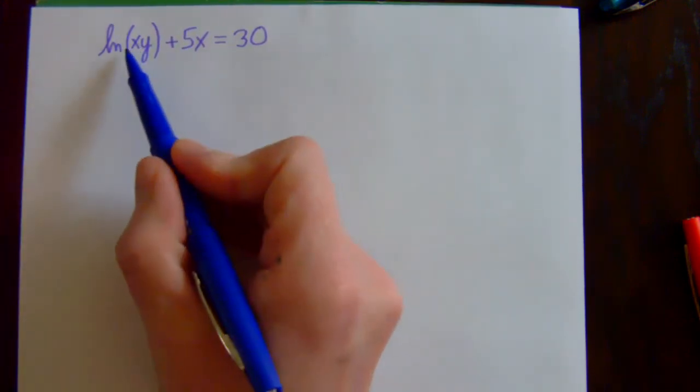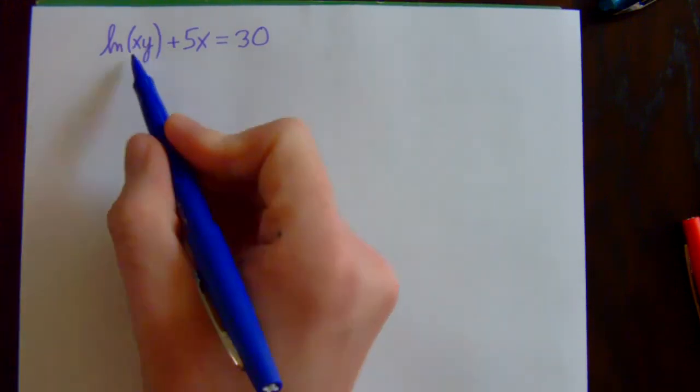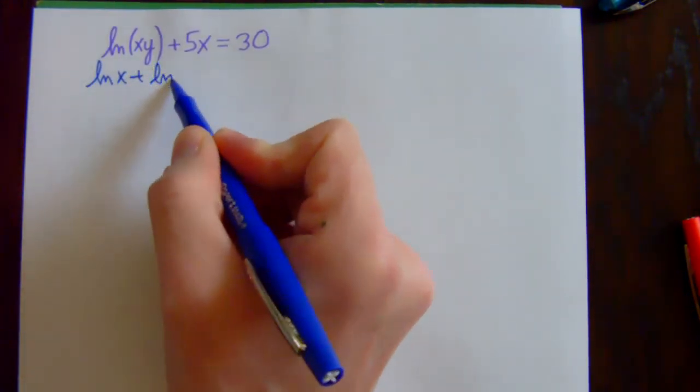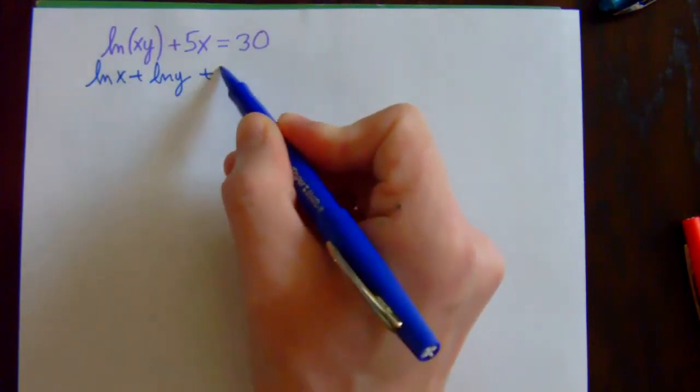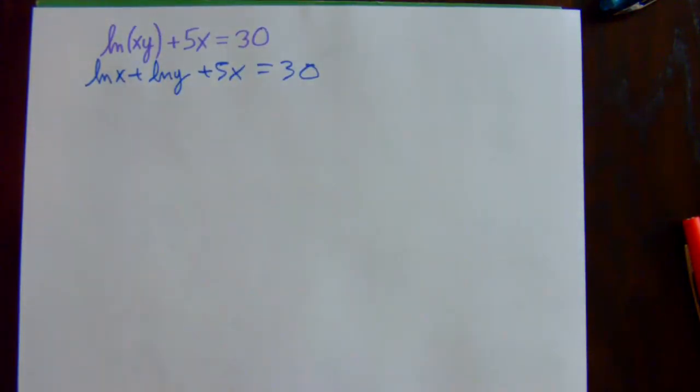All right, so I have the ln of a product. What I'm going to do is use my pre-calc properties first. So I have the ln of a product, and I'm going to rewrite it like this: ln of x plus the ln of y. So I just rewrote that original function, and now I'm going to take the derivative of each piece separately.